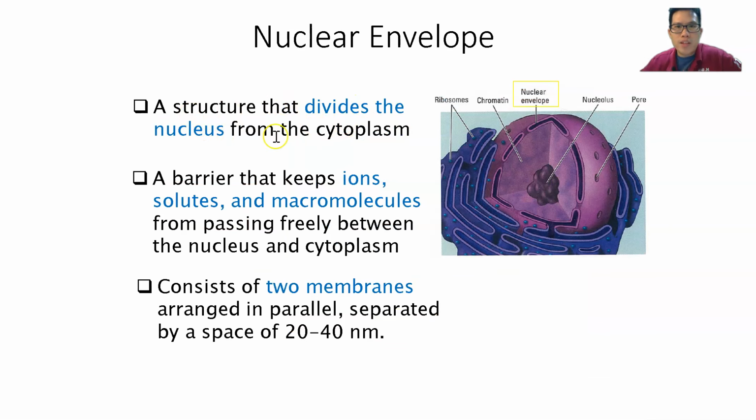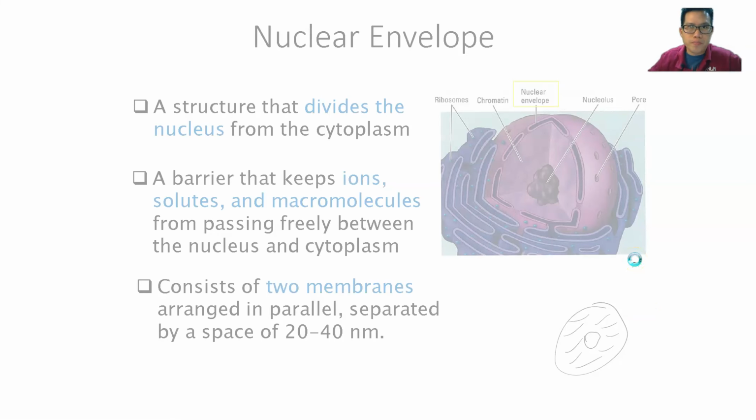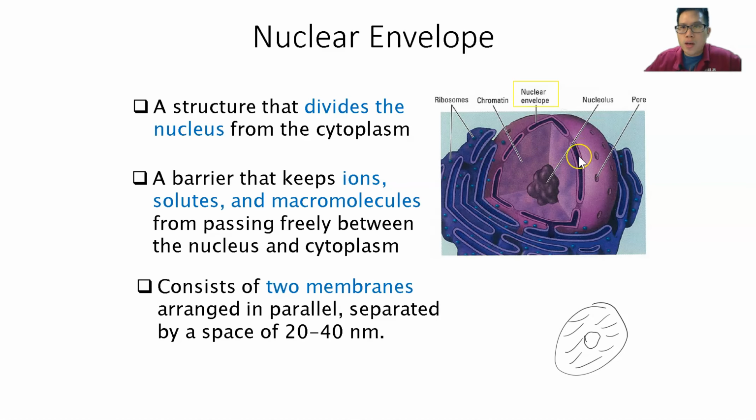A structure that divides the nucleus from the cytoplasm. Yeah, the cytoplasm is outside, the nucleus is inside. The cytoplasm is the outside area, but not outside the cell. What we have here is the cell. This is the nucleus, so this area is the cytoplasm. This is outside the cell already. Here they control what goes in and what goes out.